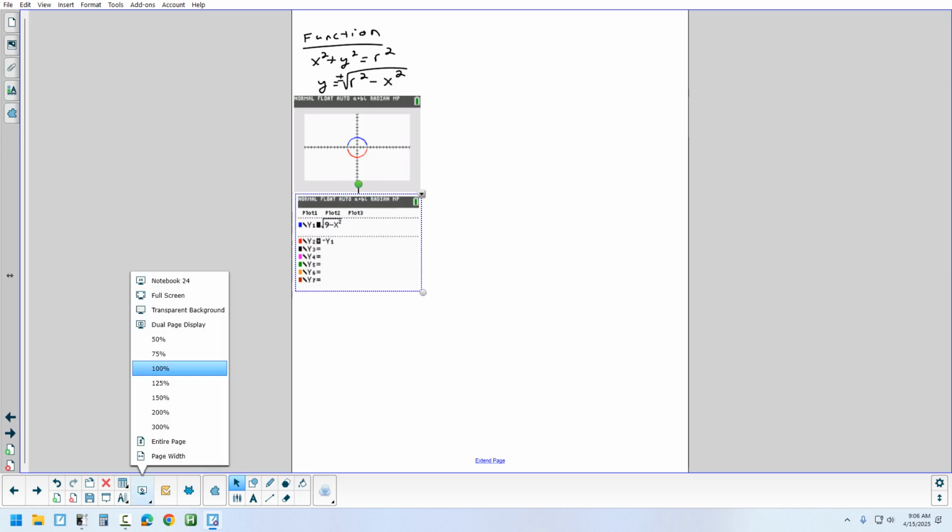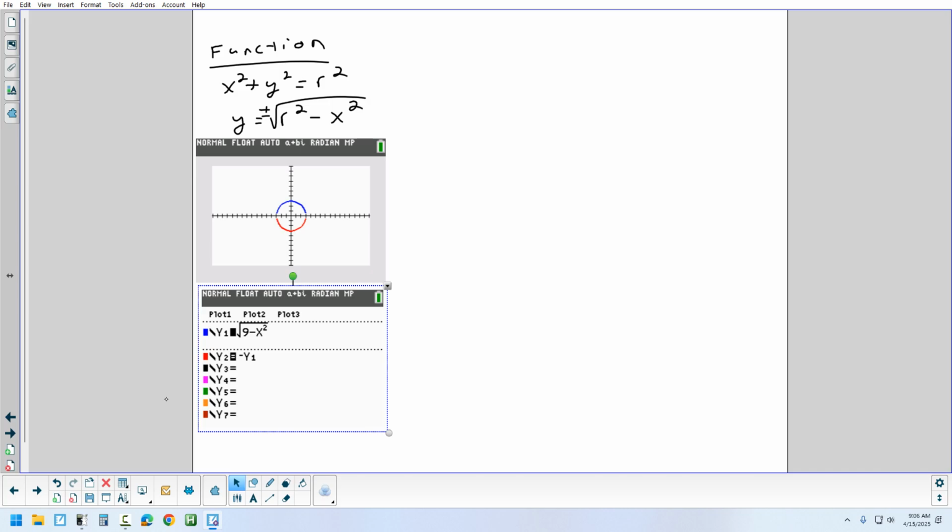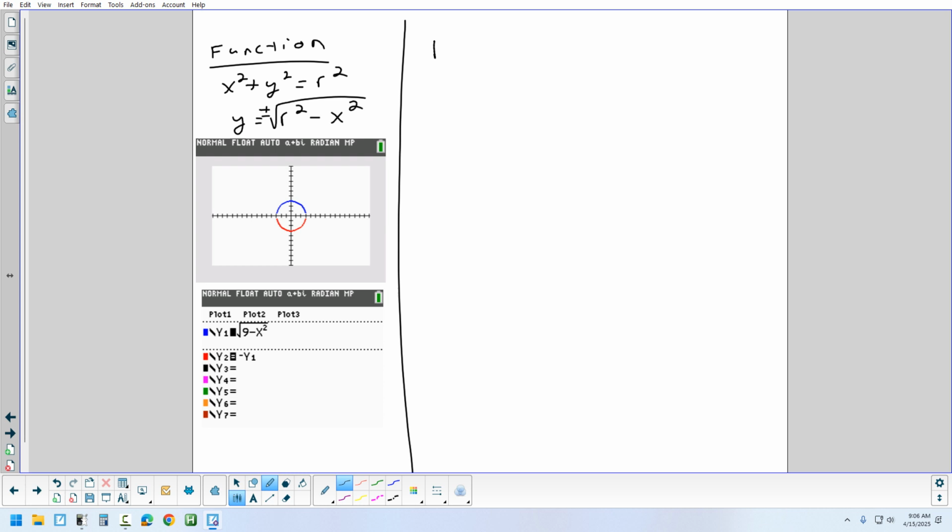Okay, any questions on that one? That's the function. All right, next one we're going to do is parametric. Okay, so in parametric, we've got two equations. Can someone remind me, when you are drawing a circle, what's the x equation for your circle?